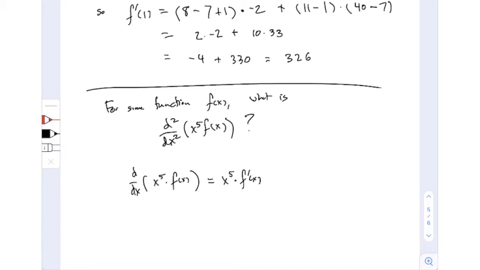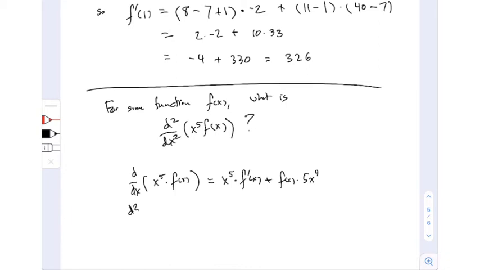And then plus the second thing like it is, f of x times the derivative of the first thing, which would be 4x to the 5. What? 5x to the 4, sorry. 5x to the 4. Like that. All right? And you really can't simplify it any more than that because you don't know what f is or what f prime of x is. And then, this is not the end. That's just the first derivative.